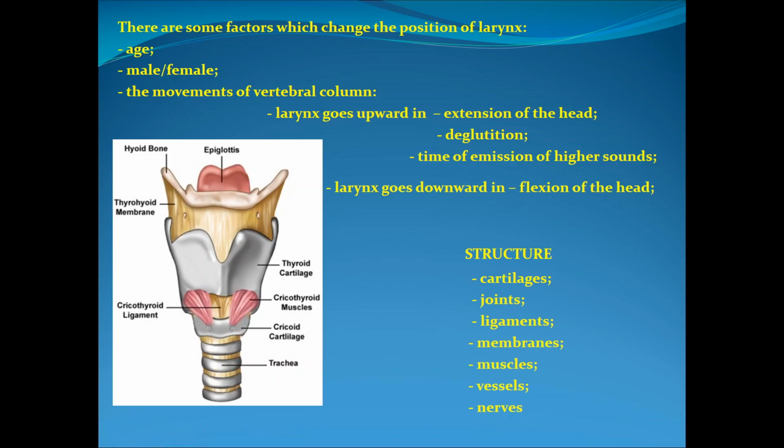what their position is. Because if you know the cartilages, it's simple to determine the joints between them, the ligaments which connect cartilages, the membranes, the muscles, and finally vessels and nerves. But if you don't know cartilages, you will never know these parts. So let's take in order.